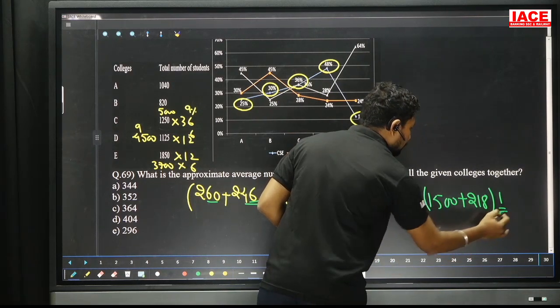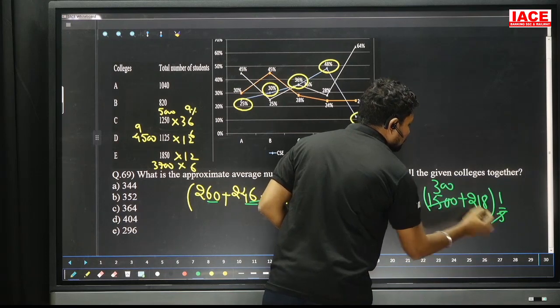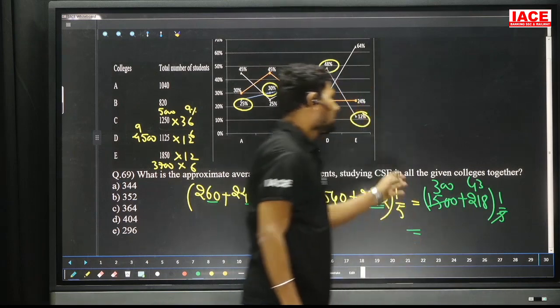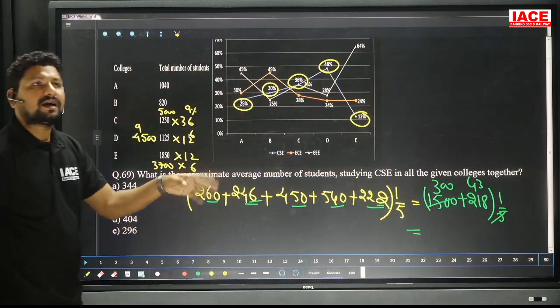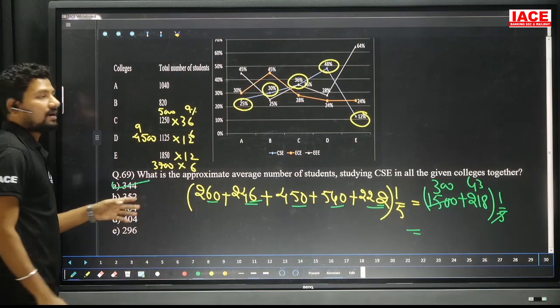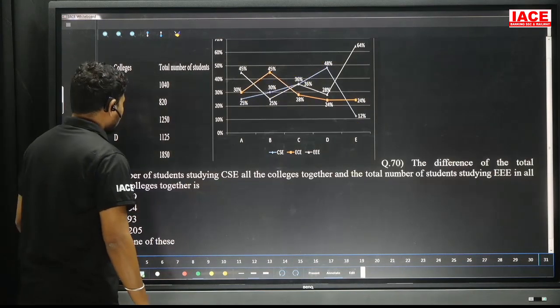And calculate the value. 5 into 1500, 300 times. 5 4s are 20. 5 3s are 15. That means almost you will get 300 plus 43. 343 means 343 point something. Approximately the value is equal to what? 344 here. And move to the next.